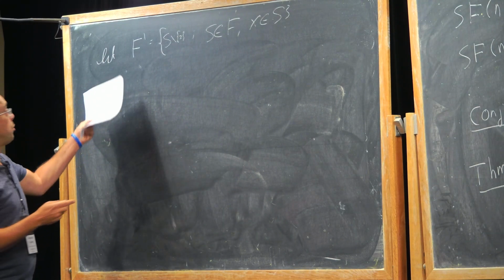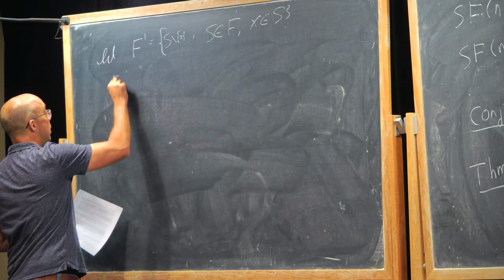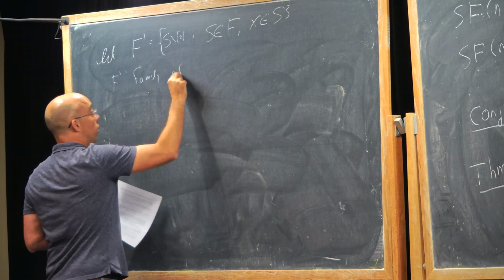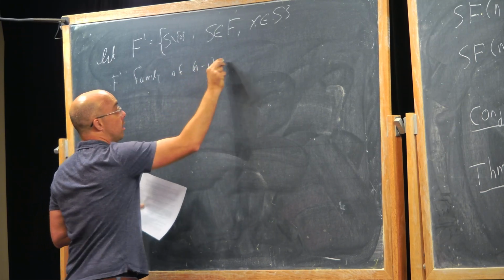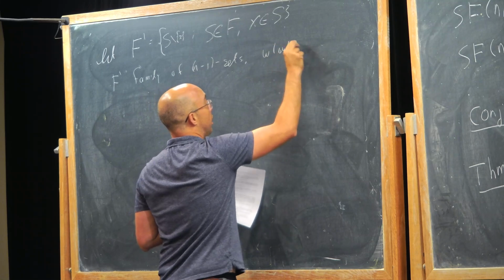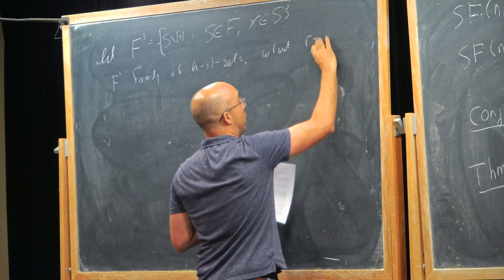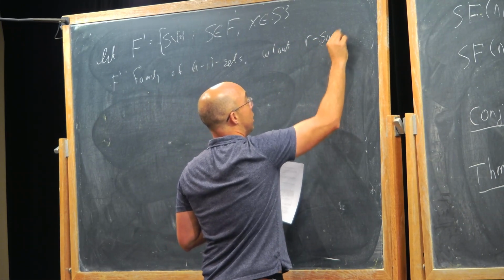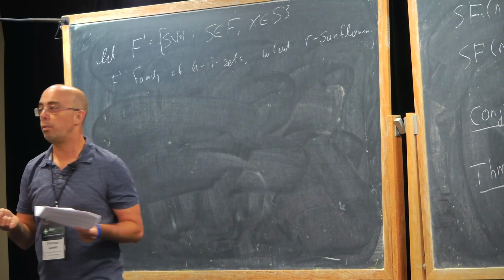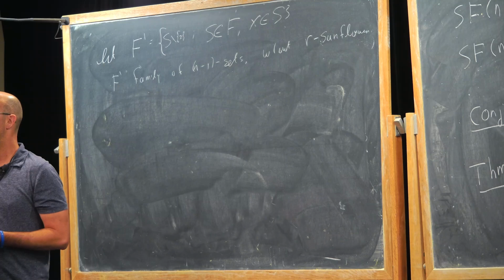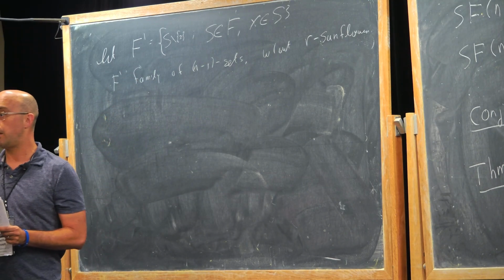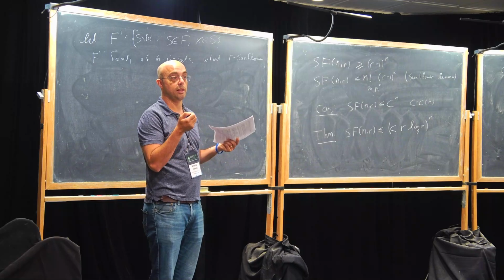And we'll say, well, what is this F prime? F prime is a family of n minus 1 sets. And then we claim it also is without an R sunflower. Why is it without an R sunflower? Because if I could find a sunflower inside F prime, I could add x back to the sets and get a sunflower inside the original set F.